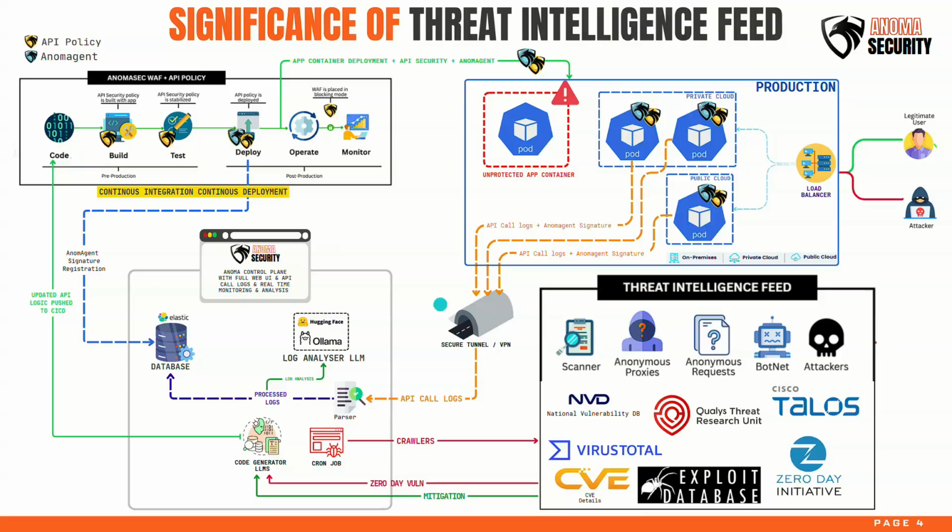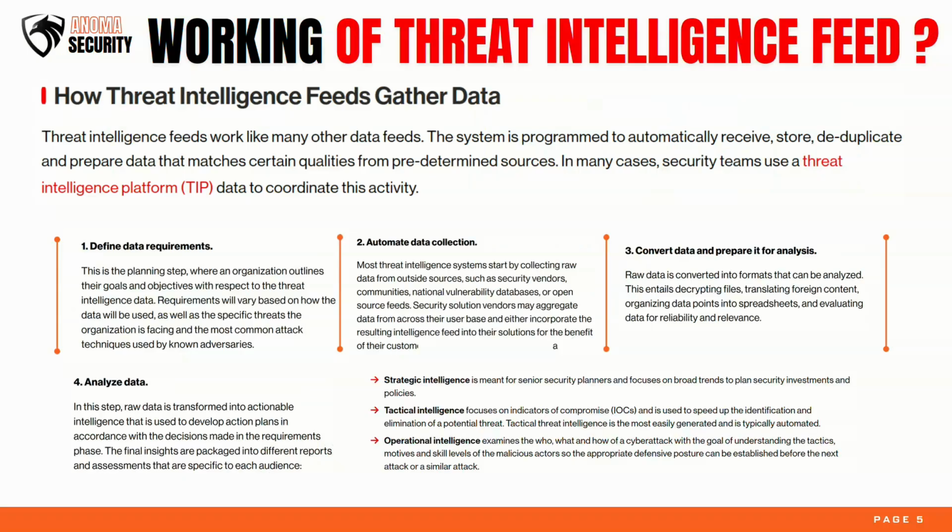So let us move on to the next slide, which says working of threat intelligence feed. We have talked about the working of the threat intelligence feed, so let us revisit this topic again in greater detail. How does the threat intelligence feed gather data? Gathering data is the most crucial part, because if there is no data, then we cannot analyze anything, and the rest of the process will not exist. So how exactly do feeds get the data?